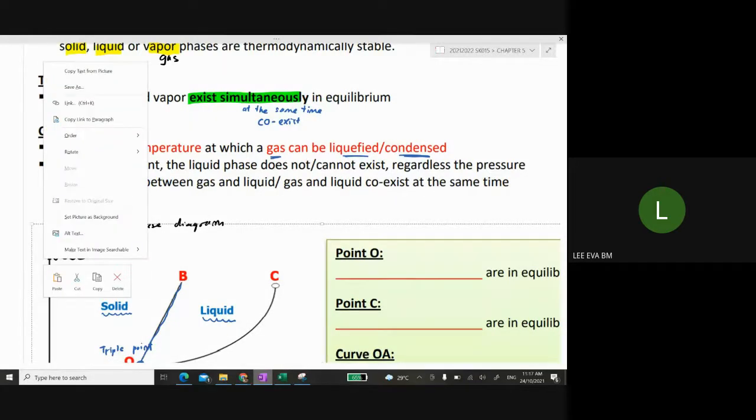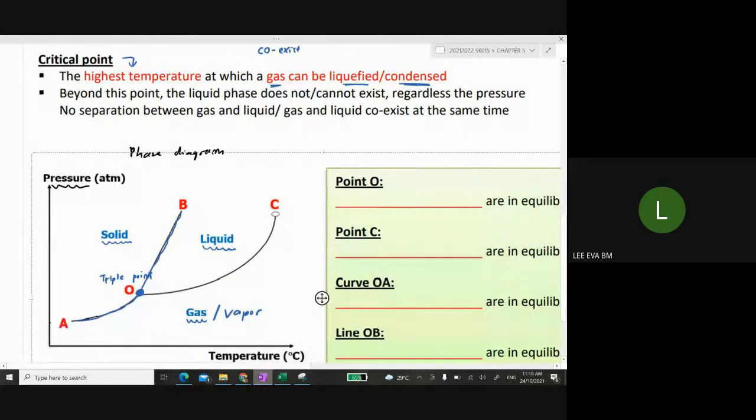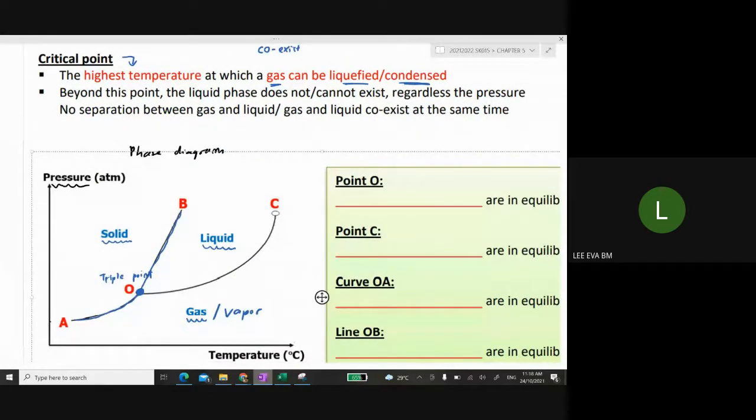Okay, so let's look at the phase diagram down below here. Which point do you think is the critical point, where you can see a gas and a liquid? A, O, B, or C? C. Okay, so C is located between your liquid phase and your gas phase. So if you go back to the first point, highest temperature at which a gas can be liquefied, that means at this point you can still find your liquid phase and you can still find your gas phase. So this one is your critical point.